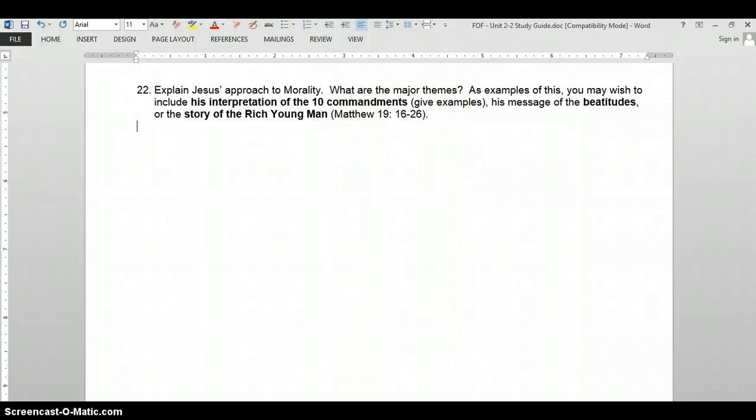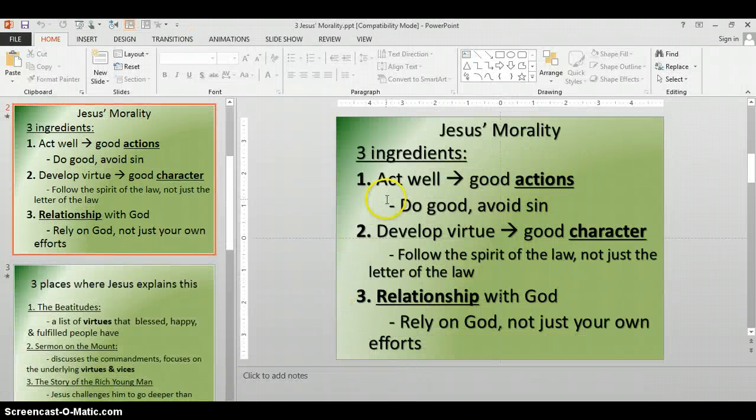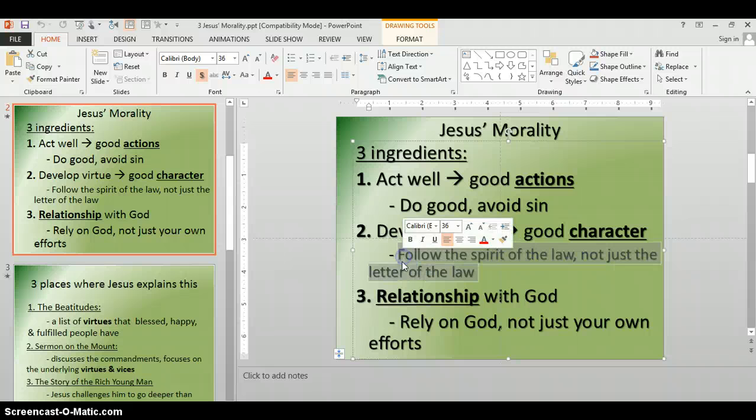So what are the major themes of Jesus' morality? Let's go to the notes for that. So the major themes, these are his 3 ingredients. He starts with good actions, but it's not just enough to do good actions. You have to have a good character, be a virtuous person, to go deeper than those actions, to follow the spirit of the law, not just the letter of the law. That would be a good phrase to throw in there somewhere, actually. I would throw that phrase in there.